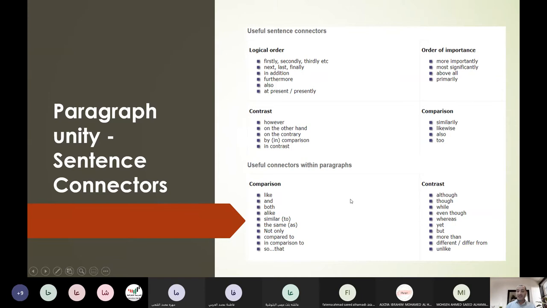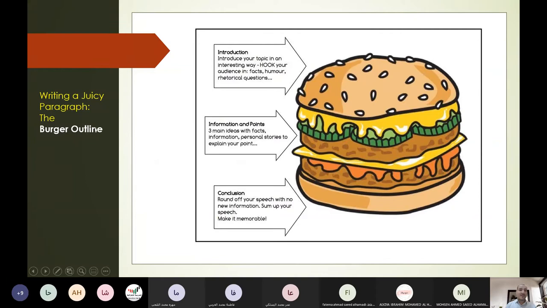Well, I think we have to proceed with this. Writing a juicy paragraph like a burger outline. This is very important. Put this in mind when you write. To plan your writing, start with the introductory part. The first part should introduce your topic, what you're going to write about. Use an interesting way like a hook. Hook your audience in the topic. Try to get your audience attracted to the topic. Use interesting or impressive words.